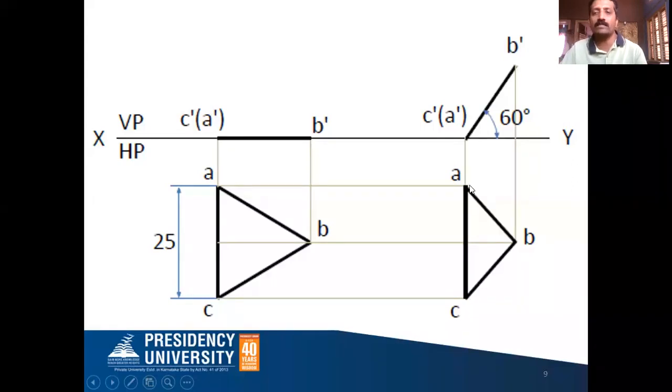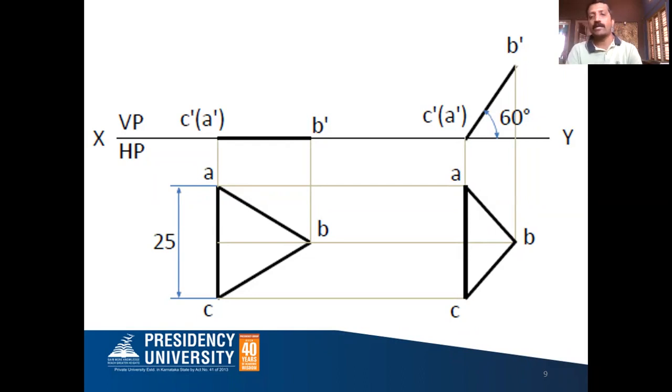Now you join these three points A, B, C. You're going to get one more triangle, which is not an equilateral triangle. This is the reduced shape of the true shape diagram, which is called the apparent shape of your triangular lamina.